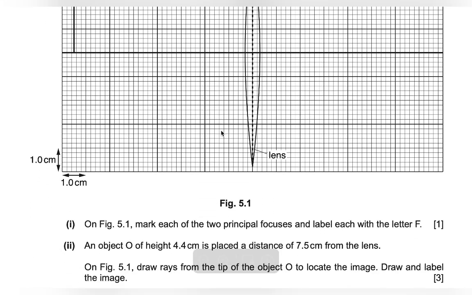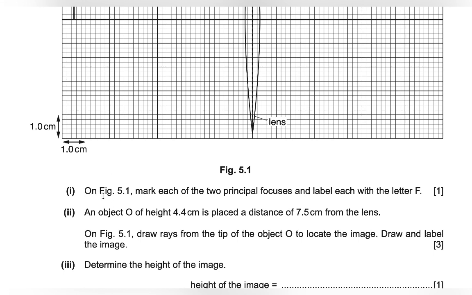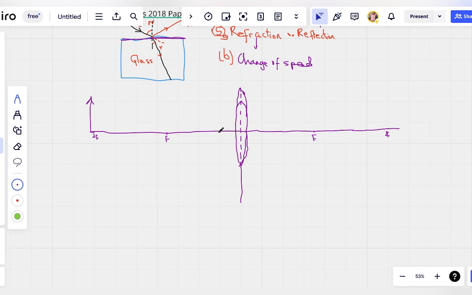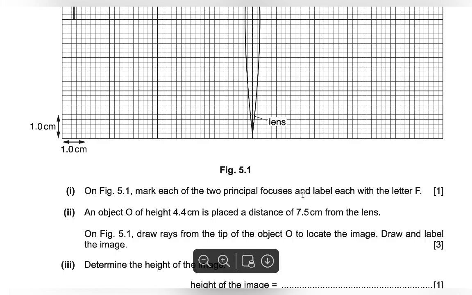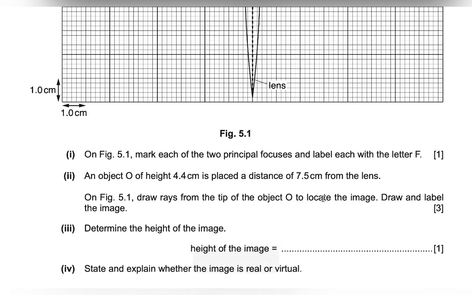Here it says on figure 5.1, mark each of the two principal focuses and label each with letter F. We've done that. We've marked the principal focus on the left side and the principal focus on the right side of the lens. We've even gone beyond what they asked us, we've labeled 2F. So that's the first one. We get the corresponding marks. This is one mark for being able to locate F.